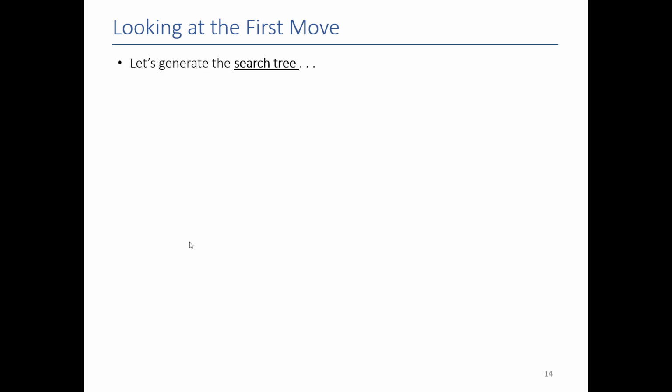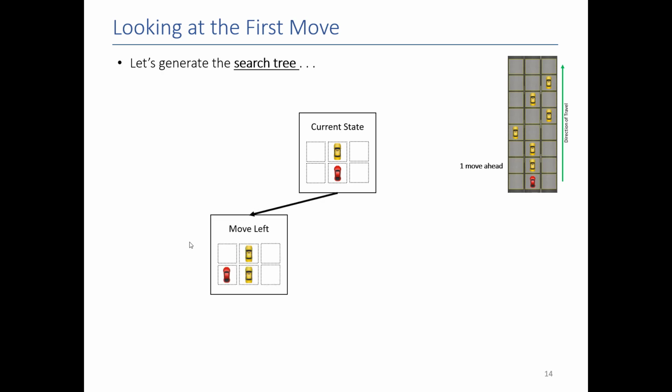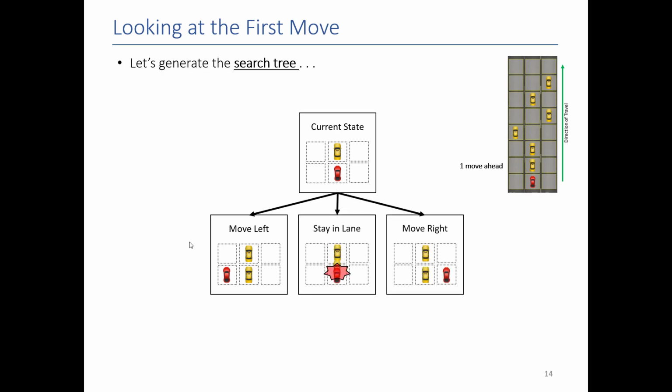So let's generate the search tree in order to see how we would use this technique to help us out. Here is what the highway looks like in our example, and we're going to look one move ahead. So we're just going to think about what is the next decision I need to make. This is what the current state of the highway looks like to the car. And then we're going to decide, can I move left, can I stay in the current lane, or move to the right? So which decision should the AI choose? Well, obviously staying in the center lane is not a good idea, but moving left or right seems to be okay. So, okay, we can implement this pretty easily, right?